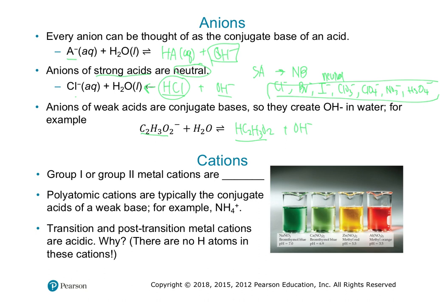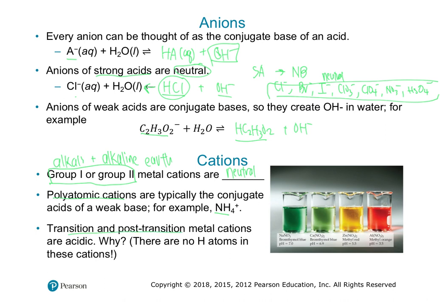For cations, so these are the metals out front, or just the general positively charged portion of the salt out front, if we see something that came from group 1 or group 2, the alkali and alkaline earth metals, they are neutral. If you see anything else, it is acidic. So that anything else could be a polyatomic cation that came from a weak base, just like we had above. So here's ammonium, which came from ammonia. Or we could also have group D and F metals.